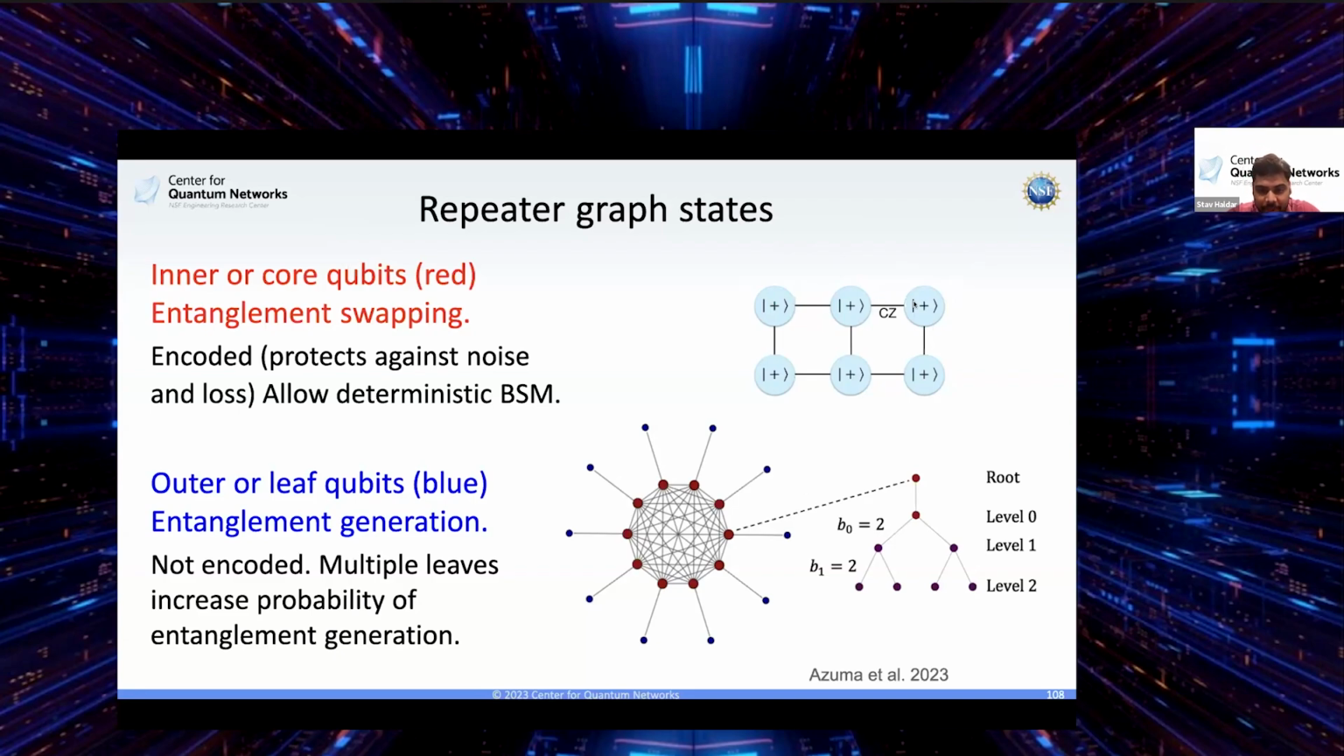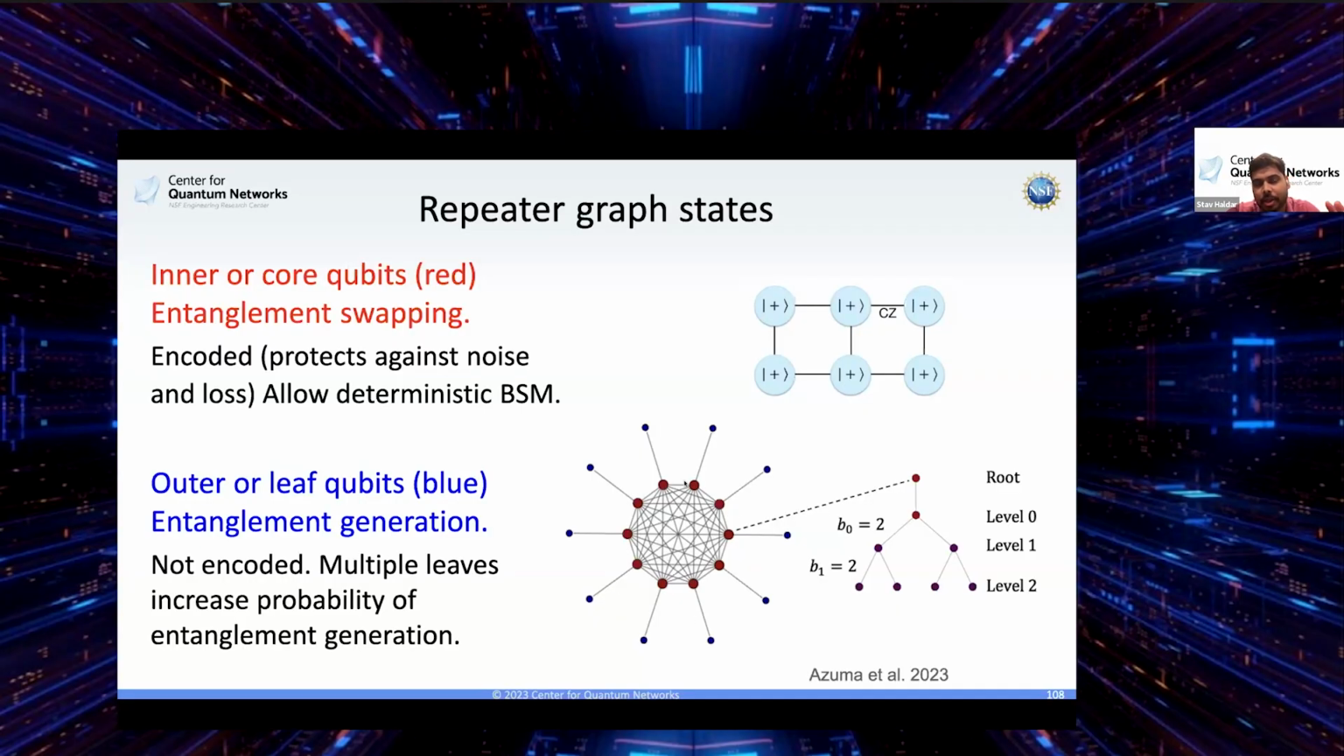Now, for the all-photonic repeater scheme, you will need a specific kind of graph state. Of course, there are many other variants, but this is from a particular scheme by Koji Azuma and others. The original work was around 2015. They proposed this specific graph state, where you see two kinds of qubits: the red inner qubits and the blue outer qubits. And remember, every line just means a CZ gate. So every qubit is a plus and every line is a CZ gate.